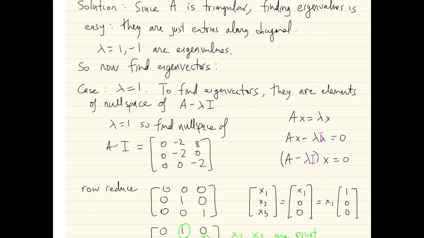Why? Because here again was the definition of an eigenvector. It's a vector x such that A times x is equal to lambda x. Move the x over to the other side and factor out an x, and so we have A minus lambda times I times x is equal to 0. This is what it means for x to be in the null space of this matrix: when you multiply the matrix by x, you get 0. So to find the null space of a matrix, we row reduce.